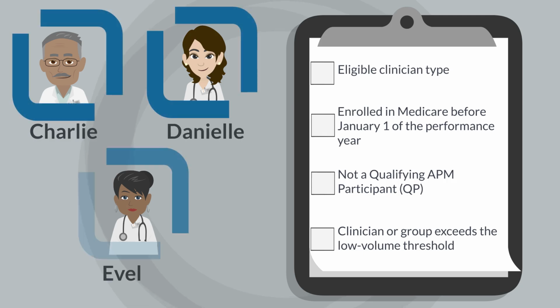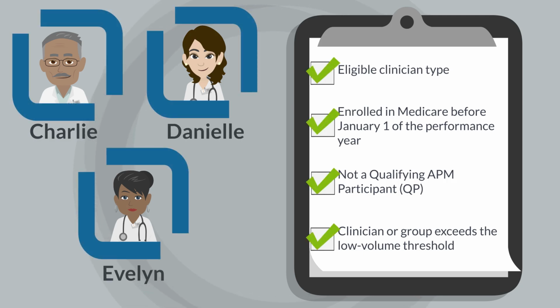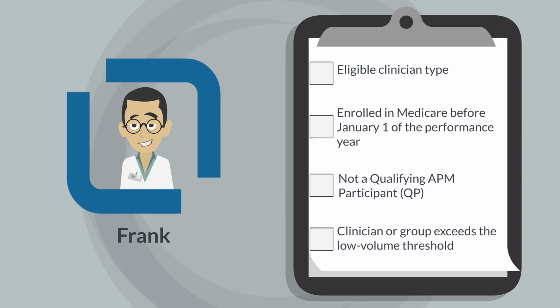Will Charlie, Danielle, and Evelyn receive it? Yes, they each were enrolled in Medicare prior to the performance year. And what about Frank the pharmacist? No, Frank will not receive the payment adjustment because he isn't a MIPS eligible clinician type.